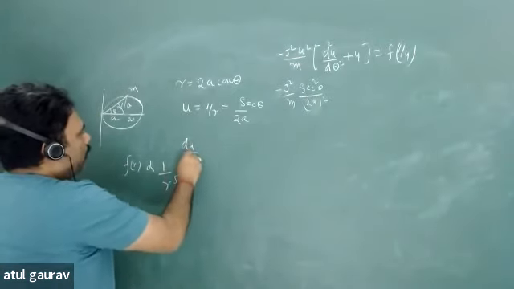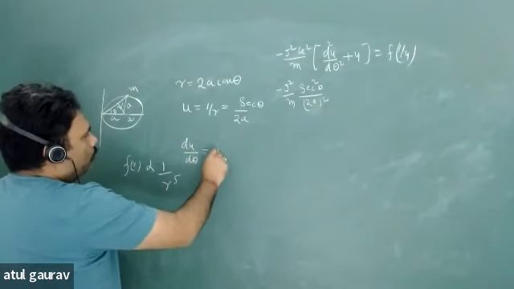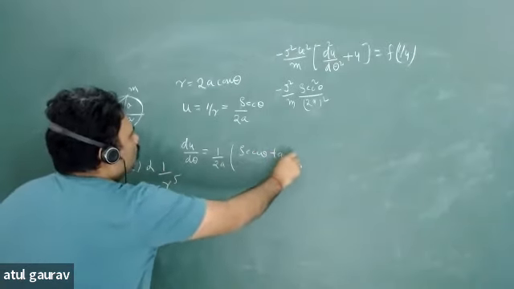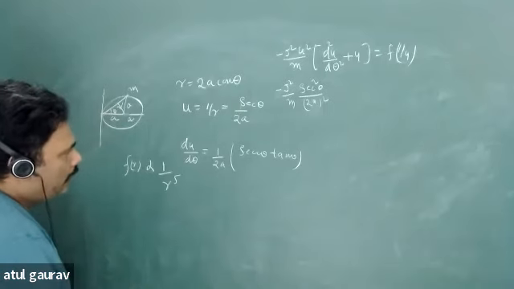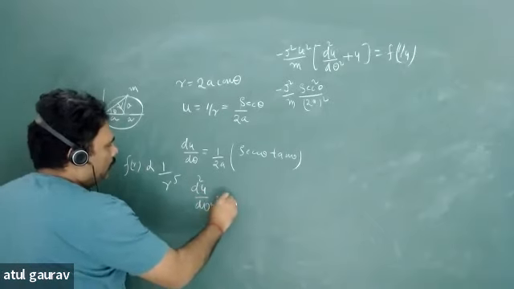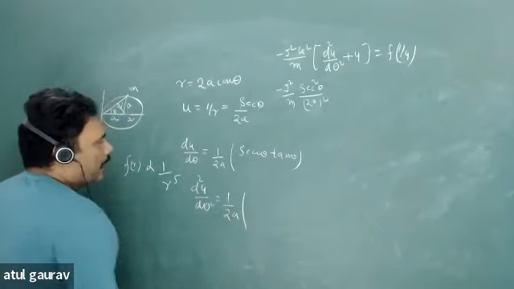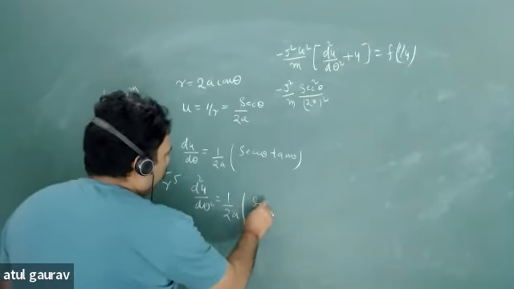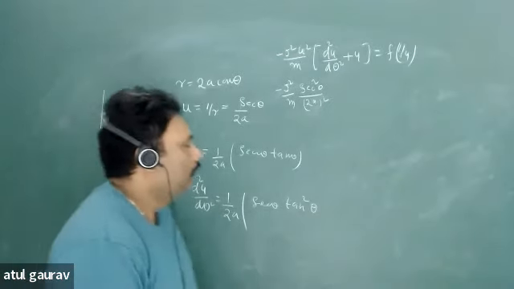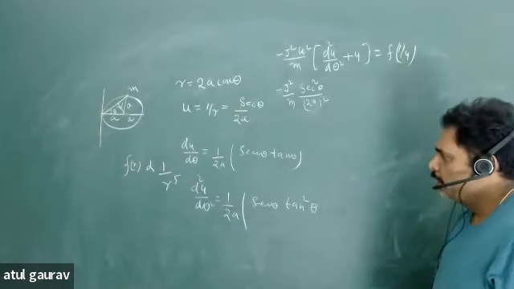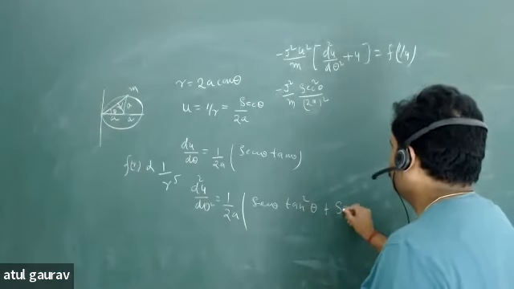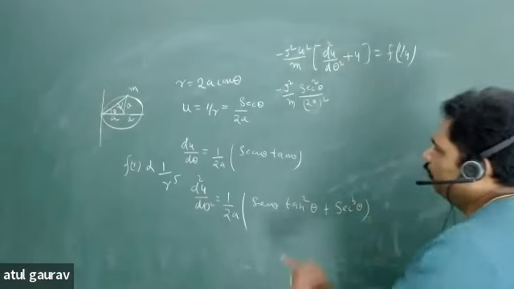So du upon d theta is 1 upon 2a, that is sec theta tan theta. Yes or no? And the second order derivative, d square u upon d theta square, is 1 upon 2a. Again you will differentiate sec theta. So what will you get? Sec theta tan square theta. ठीक किया हूं या नहीं? Just check करो. Plus sec theta remains constant, you will differentiate tan theta. What will you get? Sec cube theta. Now we will put it here.